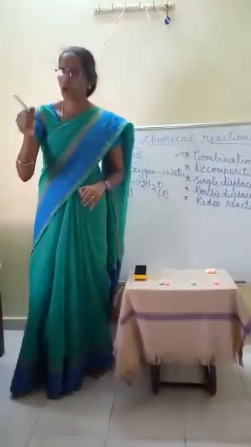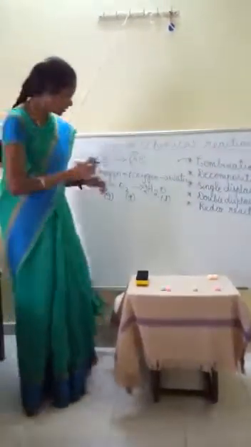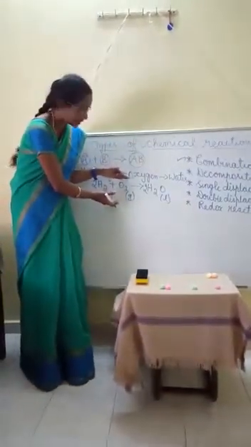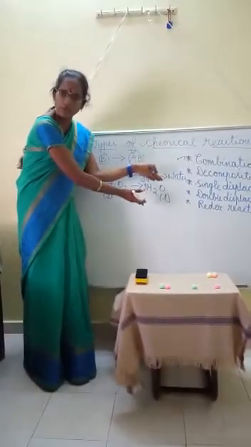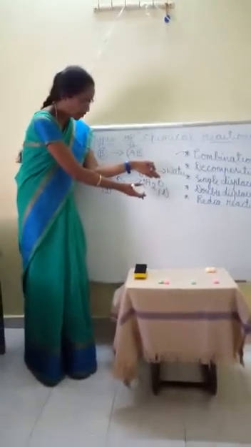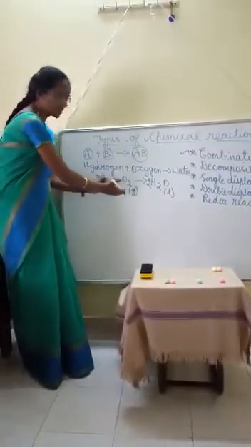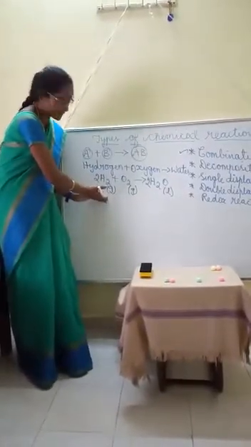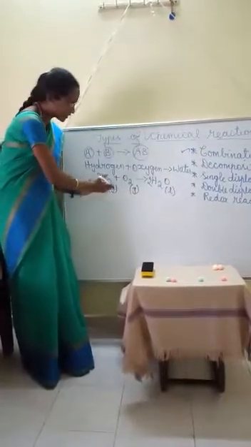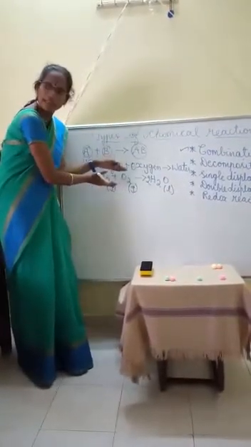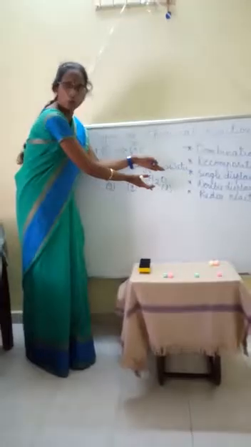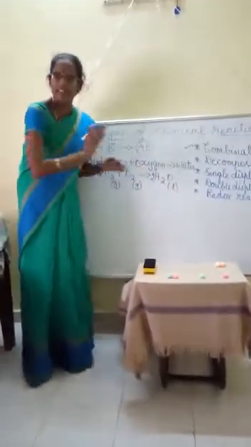So, as per the law of conservation of mass, the total mass of the reactants is always equal to the total mass of the products. So, this is the balanced equation. Hydrogen and oxygen are nothing but reactants. Hydrogen is the reactant and oxygen is the reactant. Both the reactants react to form a new product. This is the combination reaction.